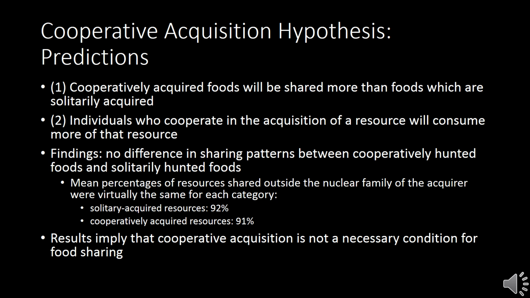There was no difference in sharing patterns between cooperatively hunted foods and solitarily hunted foods. The mean percentage of food shared outside the nuclear family of the acquirer was 92% for solitary acquired resources and 91% for cooperatively acquired resources. These findings imply that cooperative acquisition is not a necessary condition for food sharing.